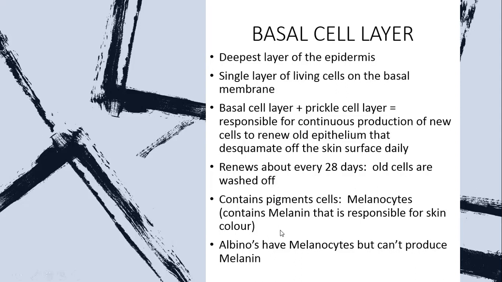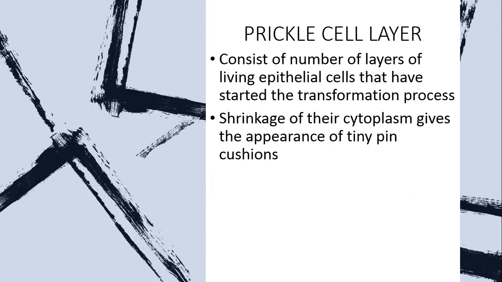The basal cell layer contains pigment cells. We call those the melanocytes, and the melanocytes contain melanin that is responsible for skin color. In a certain group, the albinos, they have the melanocytes, but the melanocytes are unable to produce melanin. That is why they don't have any color to their skin.